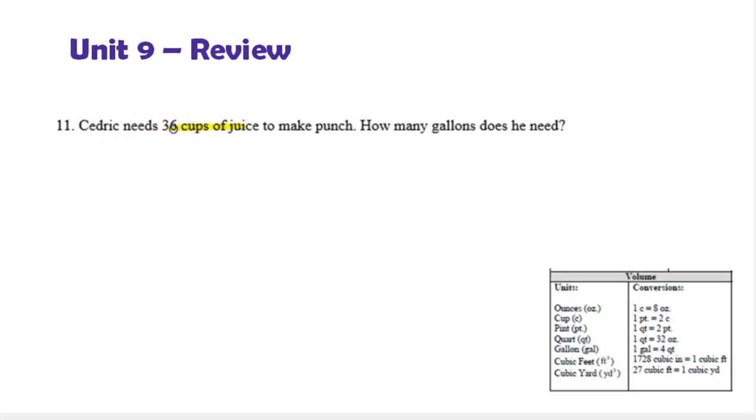Let's look at the next one. Cedric needs 36 cups of juice to make punch, and we're asked, how many gallons does he need? So we want to change from cups to gallons. Cups are relatively small compared to gallons, and there's lots of units of measure in between them. So these are listed in order. Here's cups. Pints and quarts are between cups and gallons. And notice we don't have a direct conversion that tells us 1 gallon equals how many cups. So we call this multi-step because we're going to need to use a series of conversion factors.